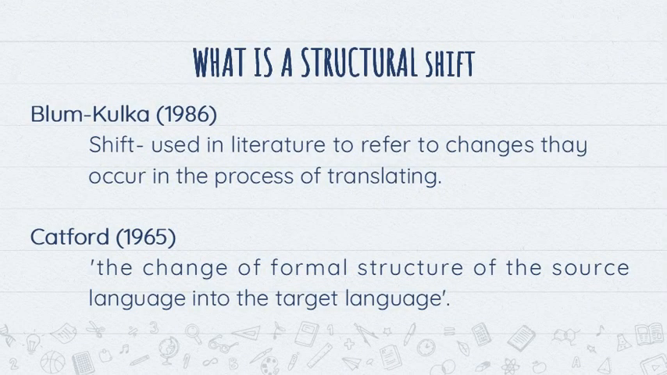Shift has been an inevitable phenomenon in translation process, since the translation from one language into another can produce a change, whether in the structure of the language or on the meaning of the language. According to Bloom-Kolka in 1986, states by Akbari in a study in 2012, the term shift is used in the literature to refer to changes that occur in the process of translating. In line with this, Catford in 1965 gives the idea on shift, namely, the change of formal structure of the source language into the target language.